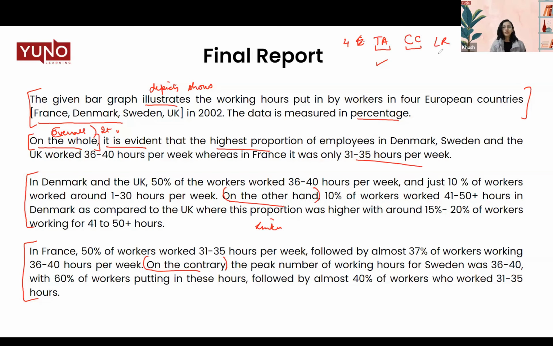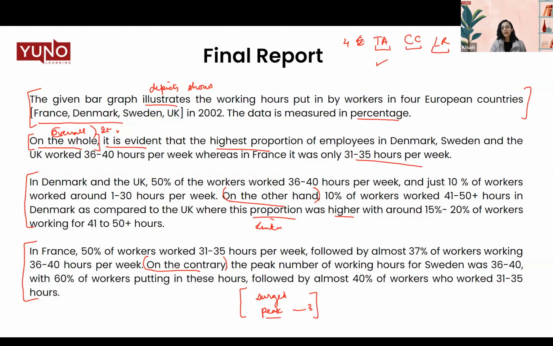Then we have lexical resource, that is, what kind of words you have used. The higher proportion, or the highest proportion, or if you can also talk about how the data surged in some instances, or the peak was observed at this particular hour. So all these words can be used. Have a different set of words for how you mention the highest values, how you mention the lowest values, and how the data is compared. For example, whereas this proportion, instead of constantly mentioning percentage, you can mention this particular amount or proportion.